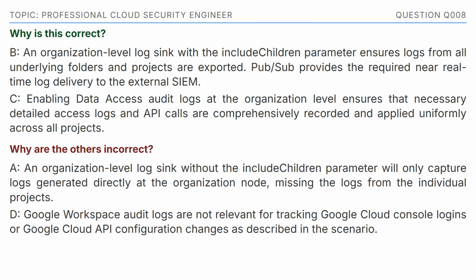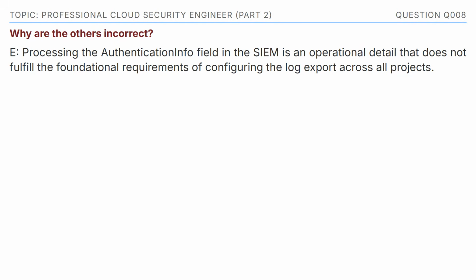Why are the others incorrect? A. An organization-level log sink without the include children parameter will only capture logs generated directly at the organization node, missing the logs from the individual projects. D. Google Workspace audit logs are not relevant for tracking Google Cloud Console logins or Google Cloud API configuration changes as described in the scenario. E. Processing the authentication info field in the CIAM is an operational detail that does not fulfill the foundational requirements of configuring the log export across all projects.